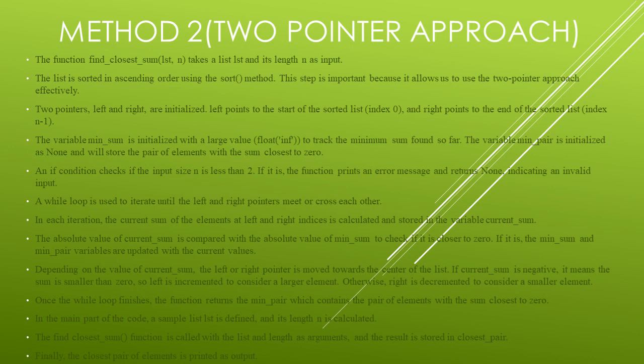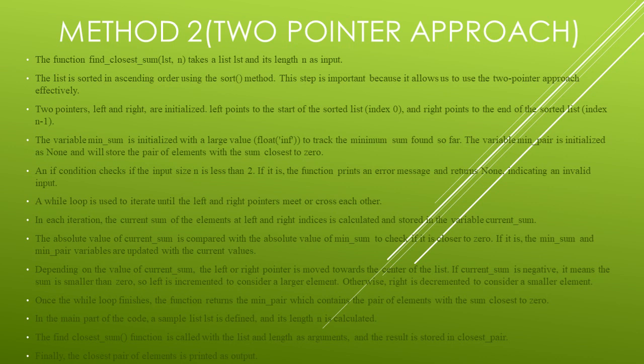A while loop is used to iterate until the left and right pointers meet or cross each other. In each iteration, the current sum of the elements at left and right indices is calculated and stored in the variable current_sum. The absolute value of the current sum is compared with the absolute value of min_sum to check if it is closer to 0. If it is, min_sum and min_pair variables are updated with the current values.